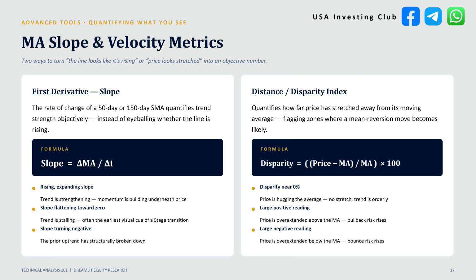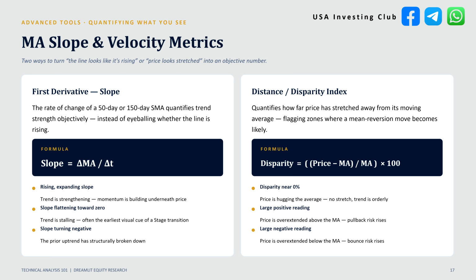First, the first derivative, or slope. The rate of change of a 50-day or 150-day SMA quantifies trend strength objectively, instead of you eyeballing whether the line looks like it's rising. The formula is simply slope equals the change in the moving average divided by the change in time. Read it this way. A rising, expanding slope means the trend is strengthening, with momentum building underneath price. A slope flattening toward zero means the trend is stalling. And this is often the earliest visual cue of a stage transition, well before price itself breaks any level. And a slope turning negative means the prior uptrend has structurally broken down.